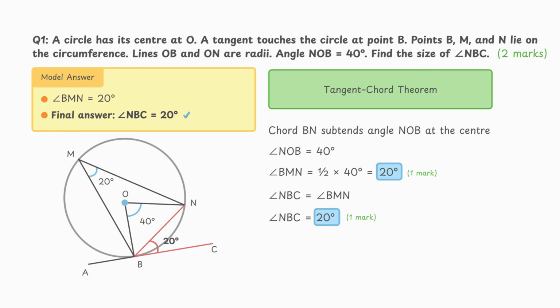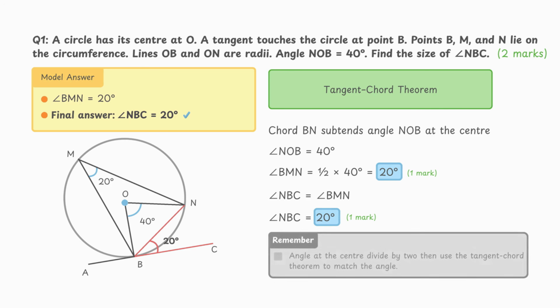This is a very common exam pattern. Find an angle inside the circle first, then transfer it using the tangent chord rule. So remember this key idea. Angle at the center, divide by 2, then use the tangent chord theorem to match the angle. If you follow this process carefully, you can solve these problems confidently and accurately.